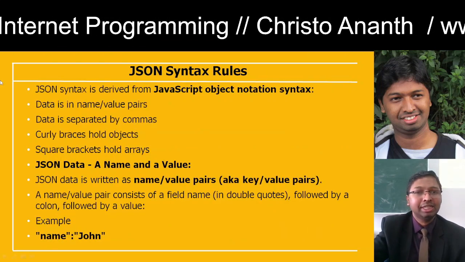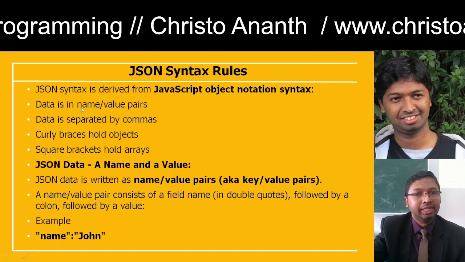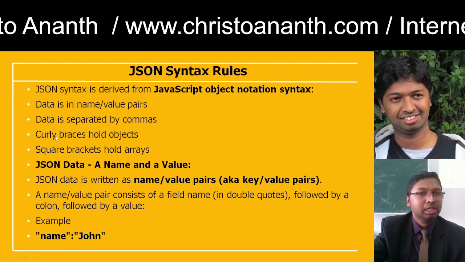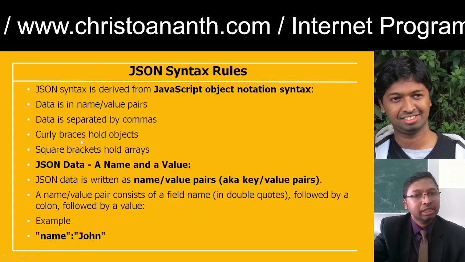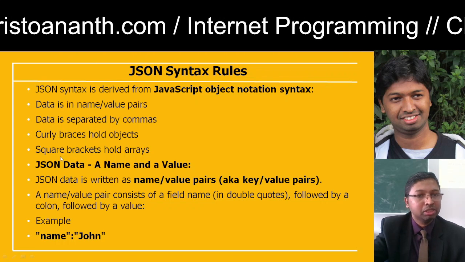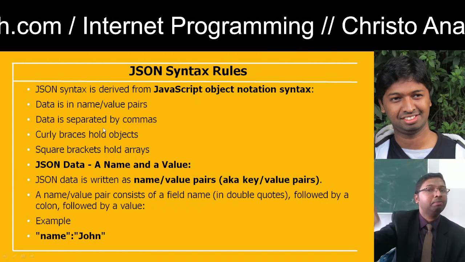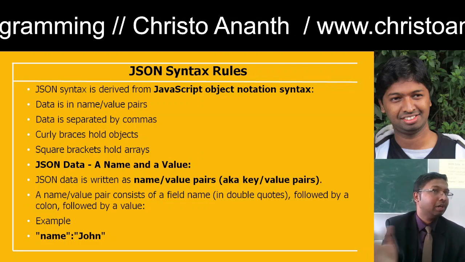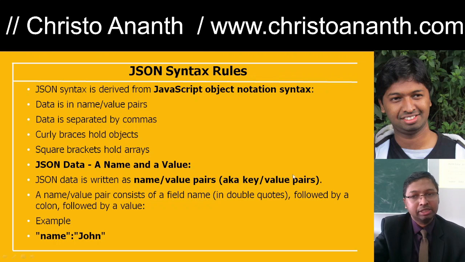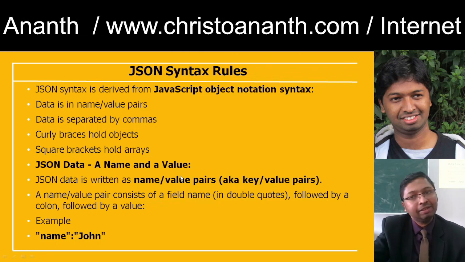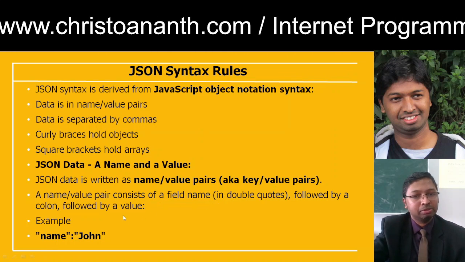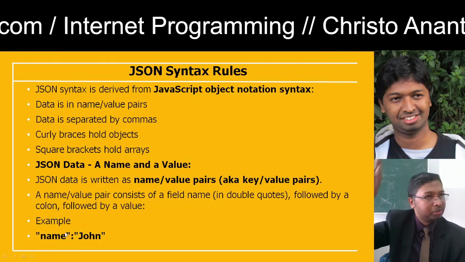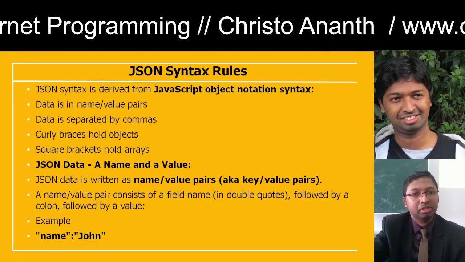So these are the syntax rules. Data should be in name-value pairs, separated by commas. Curly braces hold the objects, and square brackets hold the arrays. With the name-value pair, you can also call it a key-value pair, and that is established in double quotes. So the name within double quotes, you can specify the string, John.